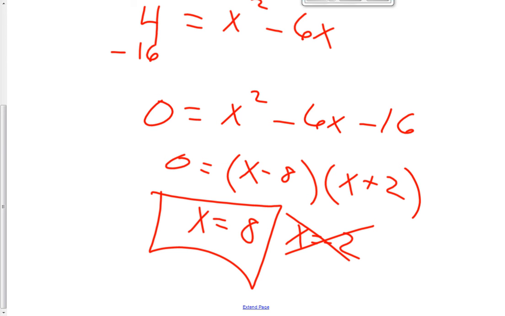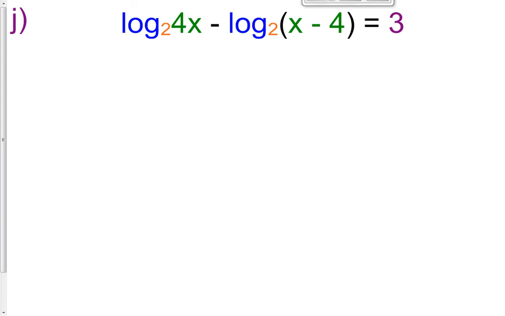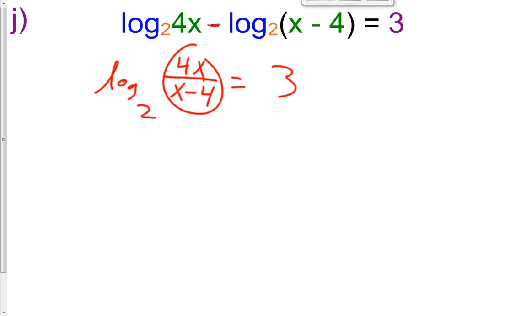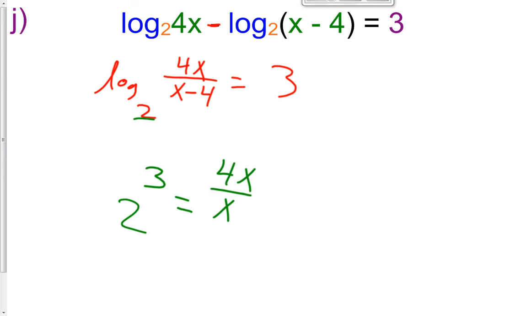Pause the video. Try this one. So here we're going to use the quotient property. So it's the log base 2 of 4x divided by x minus 4. That equals 3. Now you can't set 4x over x minus 4 equal to 3. I hope you guys all saw that. So we got to change the form. Whenever you get stuck, try to change the form. Logarithmic to exponential: the same base, 2, raised to the number on the right, which is 3, equals 4x over x minus 4.